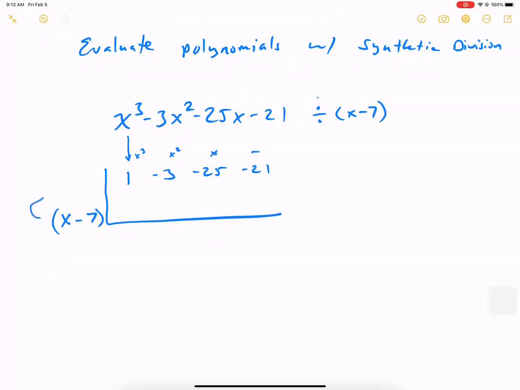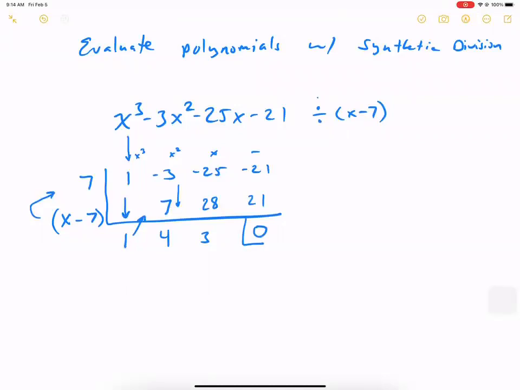We say, hey, what's my key number here? The key number is going to be positive 7 because we always want to make that go to 0. So 7 minus 7 is 0. Okay, and then we go ahead and use synthetic division. First one's free on me. We bring it up, always multiplying the key. 1 times 7 is 7. 7 minus 3, because we're adding downwards, is 4. 4 times 7 is 28. 28 minus 25 is 3. And 3 times 7 is 21. And we have a remainder of 0. Winner, winner, chicken dinner.